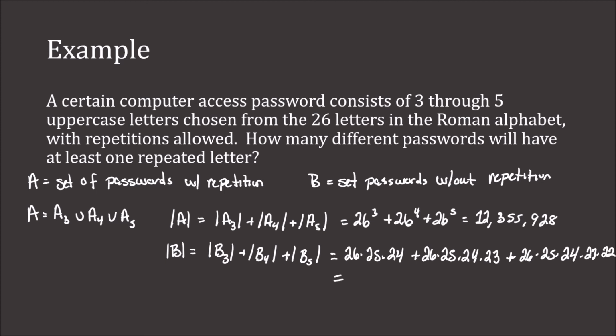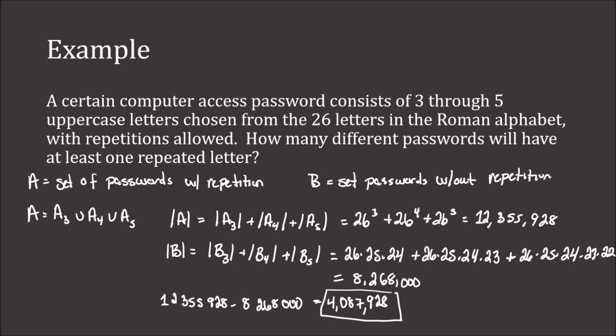When all the math is said and done there, we get 8,268,000. So then our desired number is their difference, 12,355,928 minus 8,268,000. This gives us 4,087,928. So there are 4,087,928 passwords that have at least one repeated symbol.